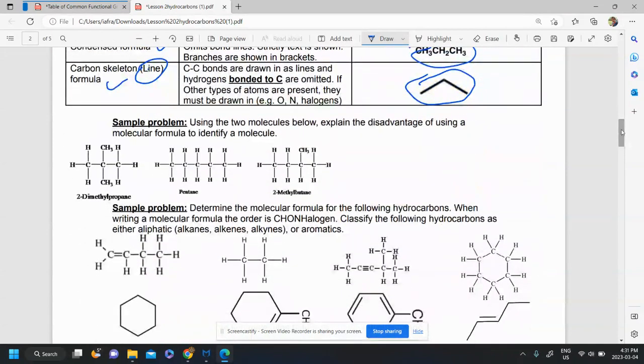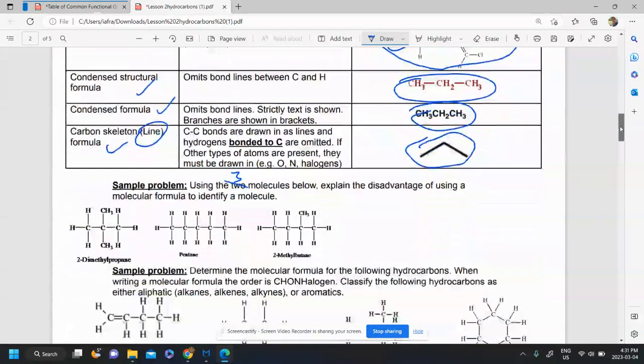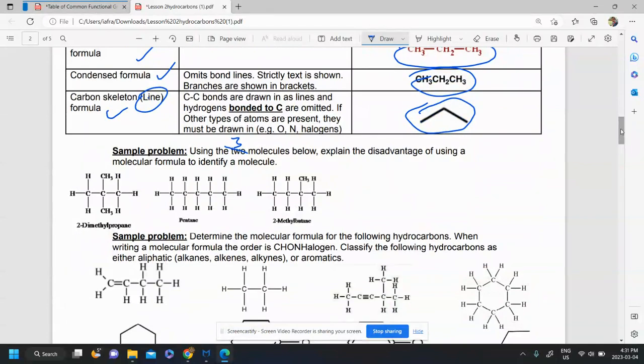Here we have a sample problem using the two molecules. Actually, there's three molecules below. Explain the disadvantage of using a molecular formula to identify a molecule. So molecular formula is this over here, just putting the number of atoms and types of atoms that you have. Well, let's take a look at these molecules here. If you were approaching this problem, and hopefully you tried it first and then unpause to check your work, try to find the molecular formula of each one of these and see how they compare. And then that might lead you to some ideas to how to answer this question.